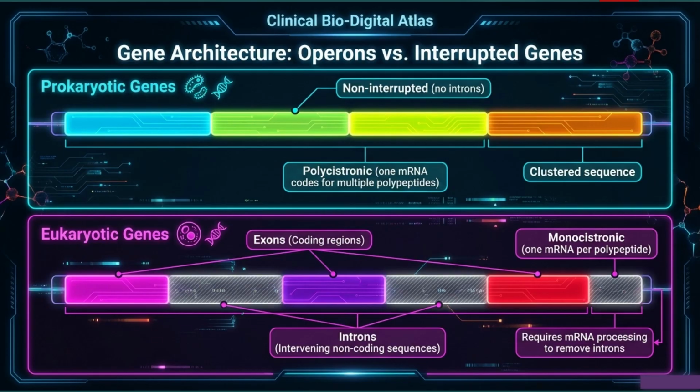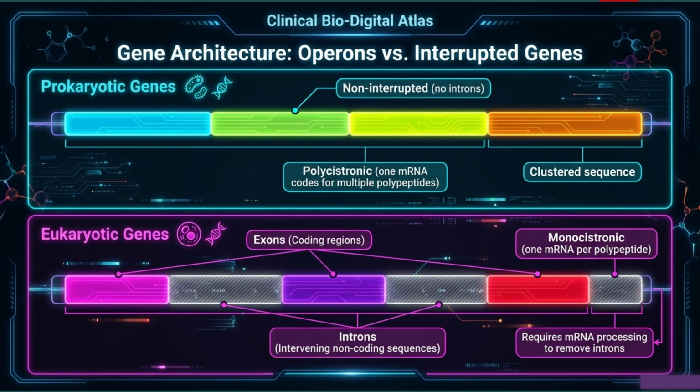The architectural differences between prokaryotic and eukaryotic genes are profound. Prokaryotic genes are typically non-interrupted, meaning they lack introns, and are often organized into polycistronic operons. This allows a single messenger RNA molecule to code for multiple polypeptides. In contrast, eukaryotic genes are interrupted, characterized by coding regions called exons interspersed with non-coding introns. These genes are monocistronic, meaning one mRNA codes for one polypeptide, and require extensive mRNA processing to remove the introns before translation can occur.